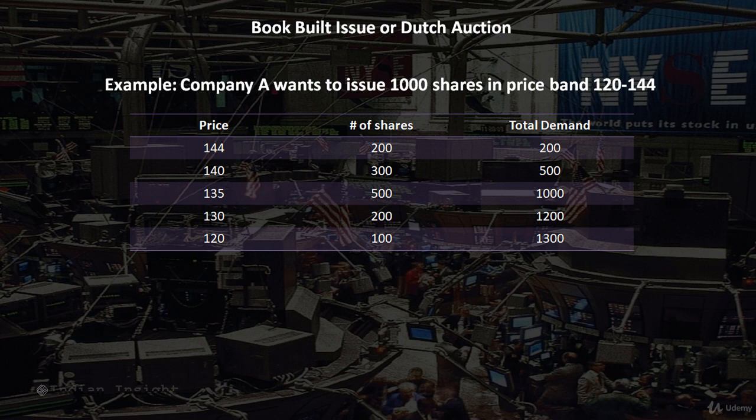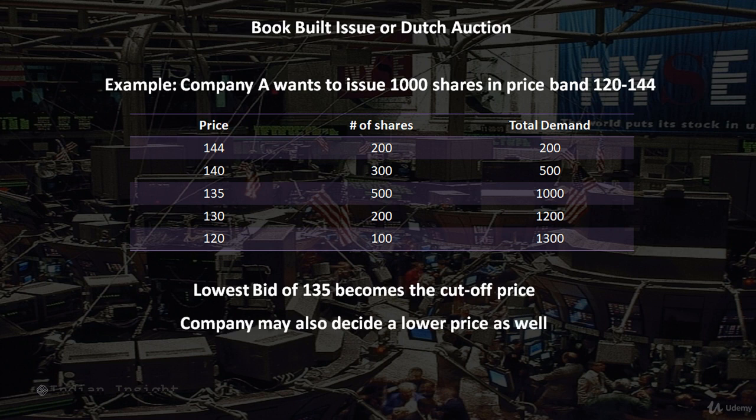Since 135 is the lowest bid price at which shares were allotted, this becomes the cutoff price. All investors who bid at this price or higher than this price are eligible for allotment. For the benefit of the investors, the company may also choose to decide the cutoff price at a lower price than the price at which the issue is subscribed.